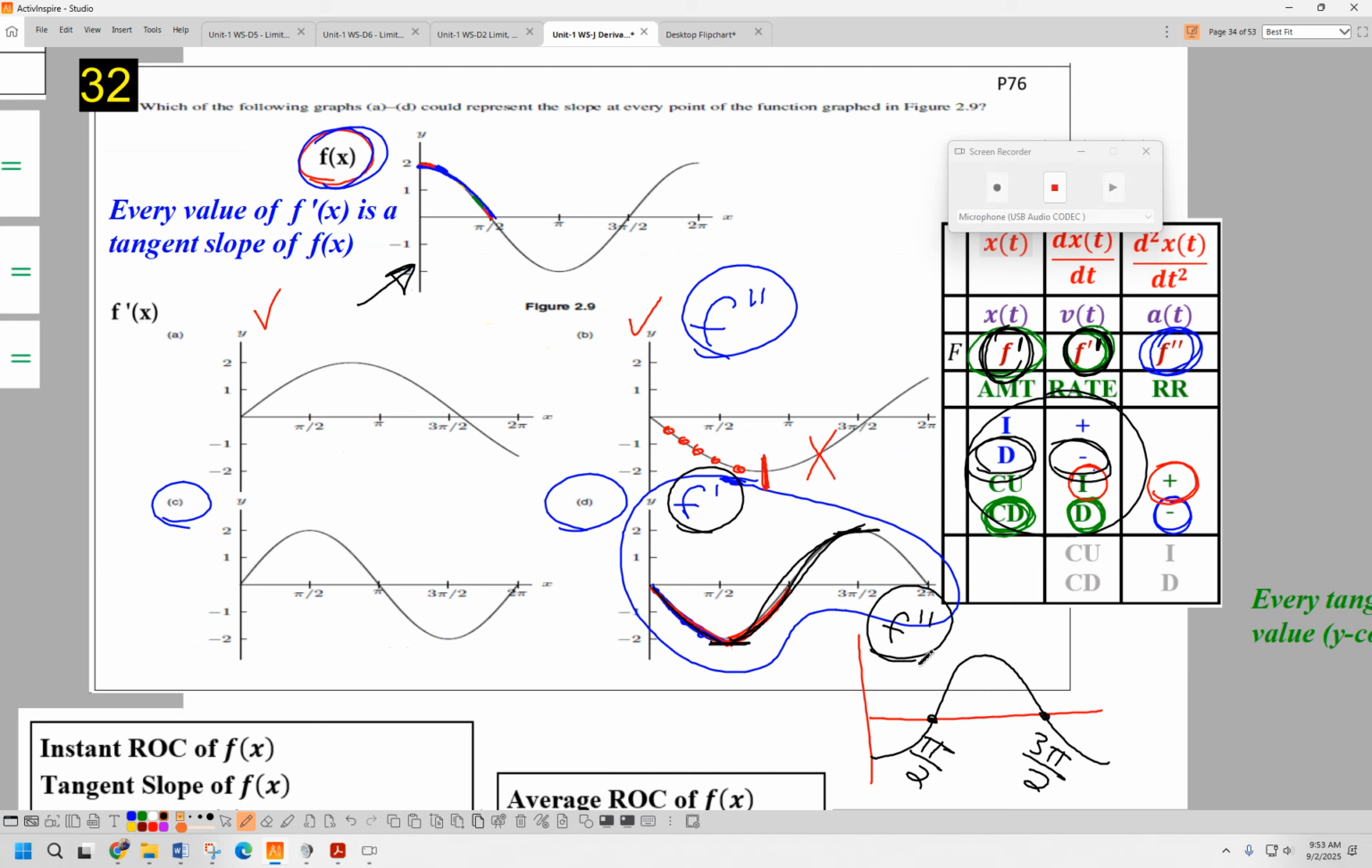It already stopped. Lost my points up here. There we go.